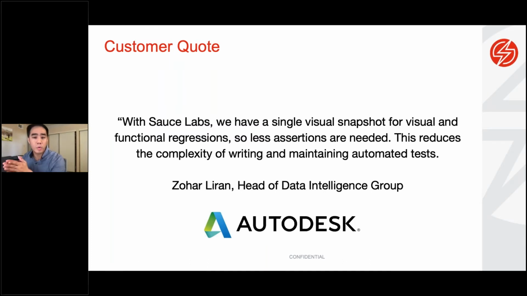So I want to share a quote here from one of our customers. "With Softlabs, we have a single visual snapshot for visual and functional regressions, so fewer assertions are needed. This reduces the complexity of writing and maintaining automated tests." So as I mentioned, fewer assertions equal less code equal less maintenance. In addition to reducing assertions, Sauce Visual has a feature that we call the Smart Hybrid Diff. It's called the Smart Hybrid Diff because it takes an image screenshot and a DOM snapshot and compares it from two perspectives, giving you image data and programmatic data.